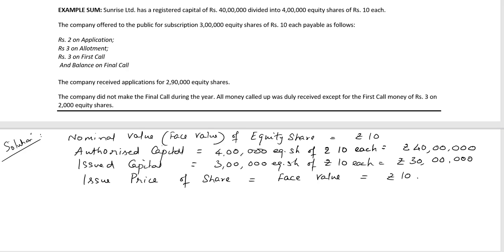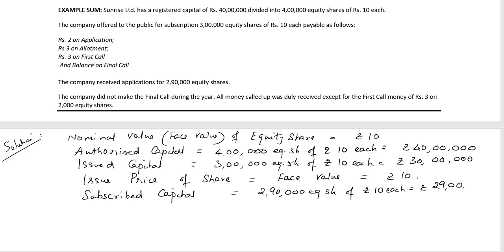It says the company received applications for 2,90,000 equity shares. So subscribed capital is equal to 2,90,000 equity shares of rupees 10 each, which is equal to rupees 29 lakh.